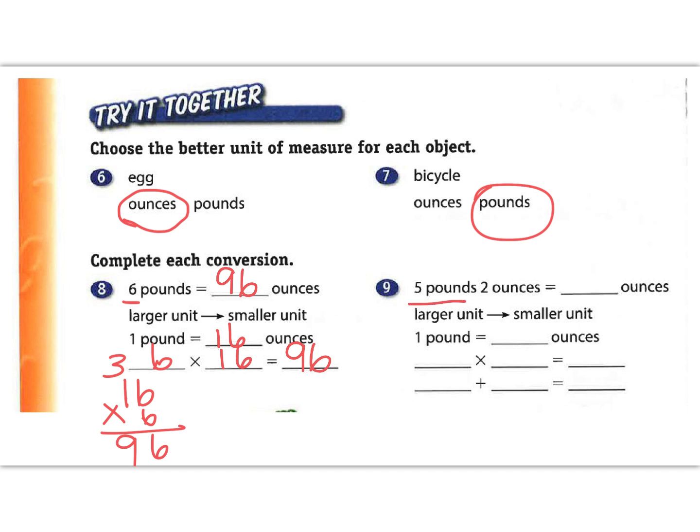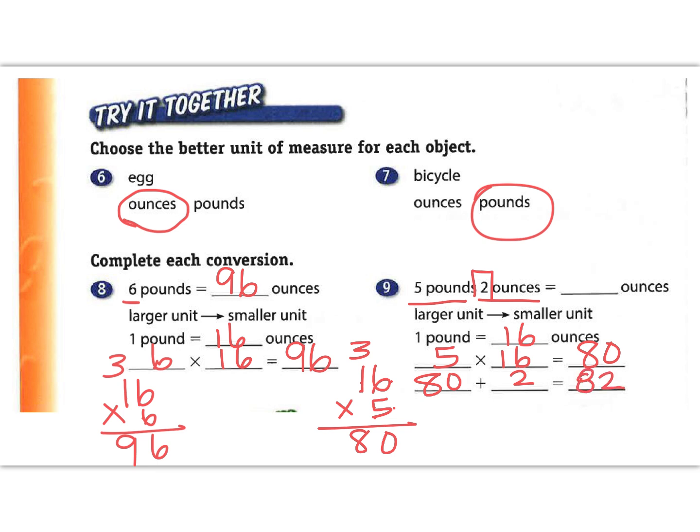Now here we have 5 pounds, 2 ounces. So 1 pound again equals 16 ounces. We need to figure out how much 5 pounds is first. So we're going to do 16 times 5. 5 times 6 is 30. 5 times 1 is 5 plus 3 is 8. So 80. So we have 80 ounces, but then we have to add this 2 ounces. So 80 plus 2 equals 82. So 5 pounds, 2 ounces is the same thing as 82 ounces.